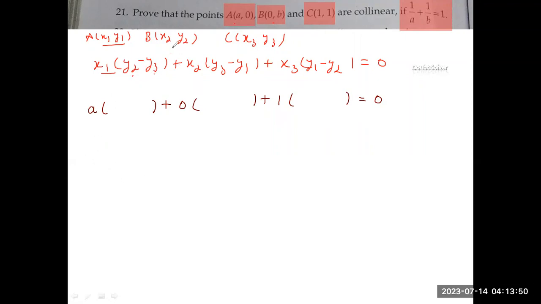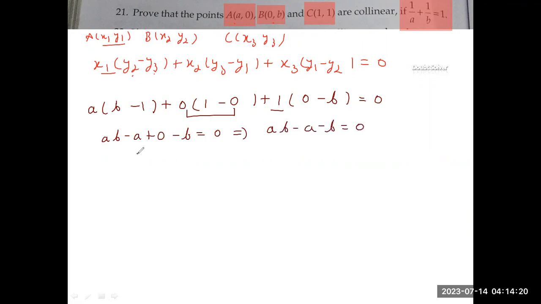So a times (y2 is b, y3 is minus 1), and 1 times (y3 minus y1, which is minus 0), and y1 is 0 minus b. So whatever the value, it will become 0, and it will be ab minus a plus 0, or positive 1, negative b. That would be negative b equals 0. So from here, I got ab minus a minus b equals 0. So now I can write it as ab equals a plus b, or even a plus b equals ab.